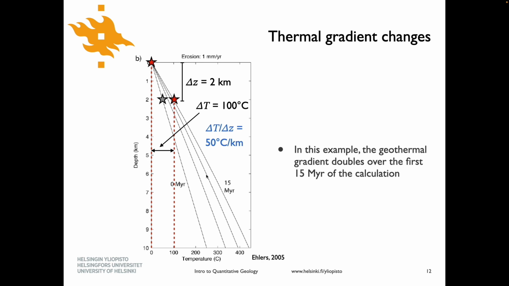In this case, after 15 million years, if you go to that same 2 kilometer depth, the temperature is something more like 100 degrees. So you take your 100 degrees, divide by 2 kilometers, and you end up with a temperature gradient that's twice as high, 50 degrees C per kilometer. And that gives you some sense that the temperature gradient does increase quite significantly, especially shallower in the model over time, as this exhumation process is taking place.